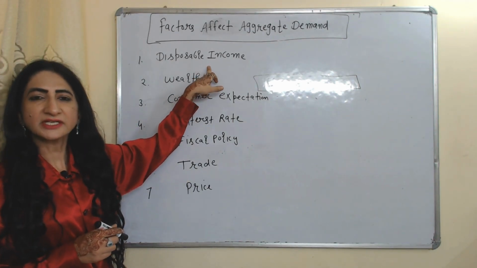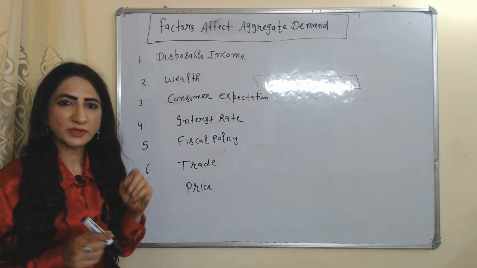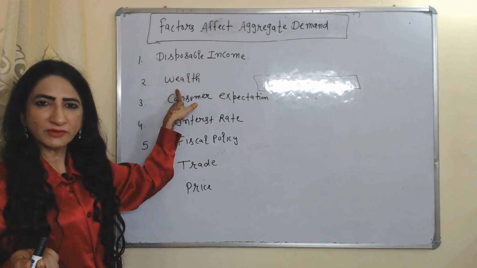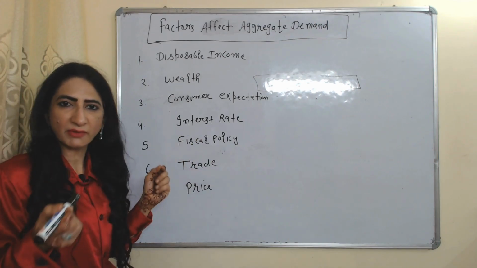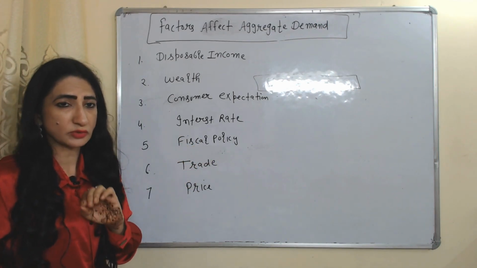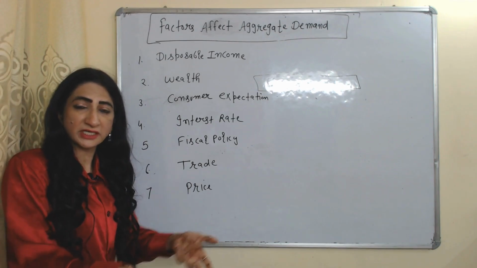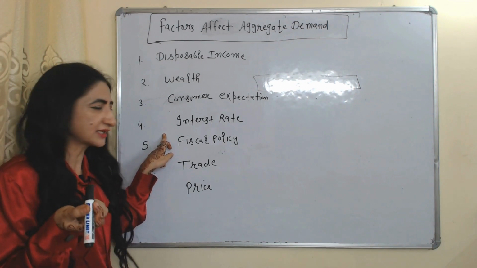Disposable income. Disposable income means income available for spending. If disposable income increase, aggregate demand also increase. Aggregate demand influenced by our wealth. For example, stock market gain increase our wealth. As a result, aggregate demand will also increase. Consumer expectation, consumer positive expectation increase our aggregate demand. Interest rate, fall in interest rate increase aggregate demand.